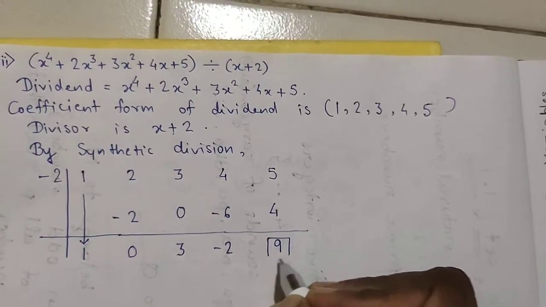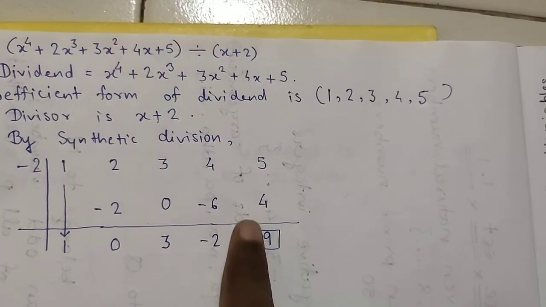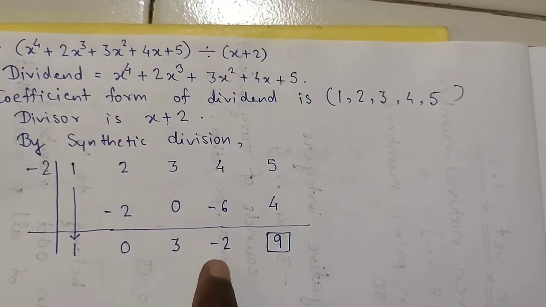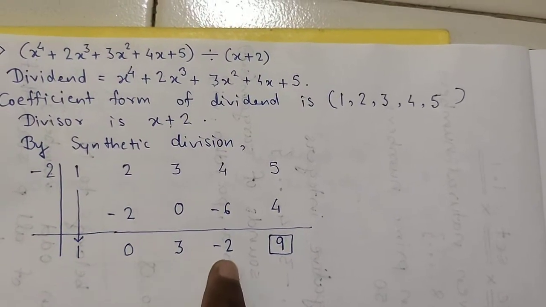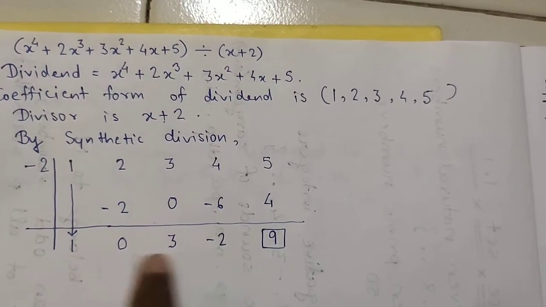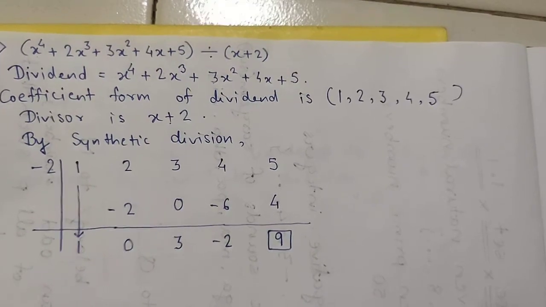And you know the last number is always the remainder. So what is your remainder? 9, and put this remainder in this box. Now 1, 0, 3 and minus 2 are your coefficient form of quotient. So these four numbers are the coefficient form of quotient.